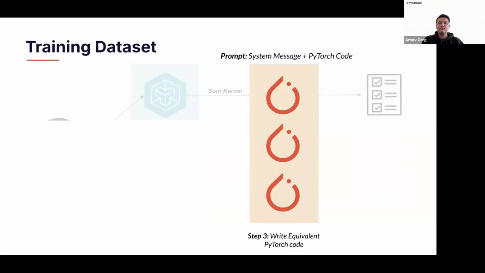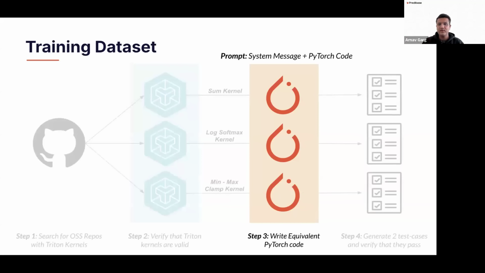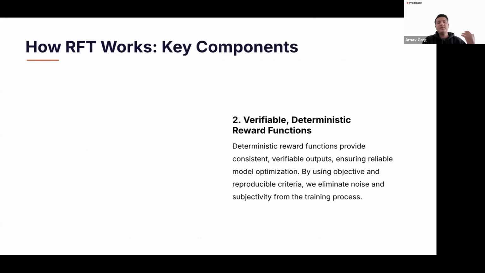So our training set is just 13, I want to be clear, 13 examples that have a system message and this PyTorch code. I showed you a snippet in the first slide. And the goal is basically to tell the model to write an equivalent Triton kernel. So now that we have our data set handcrafted this way, it only took me like 30 minutes or so to get there, or maybe an hour.